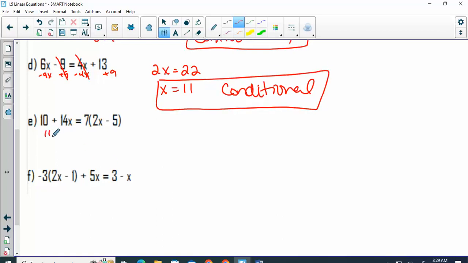Okay, second one, distribute. When you subtract 14x, you have 10 equals negative 35. So what's the solution on that? No solution. And the type then would be contradiction.